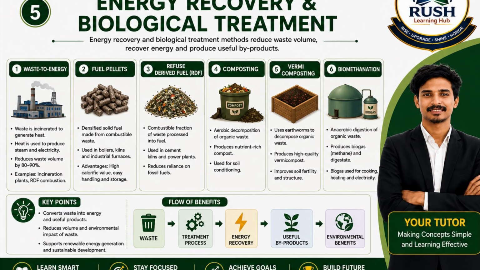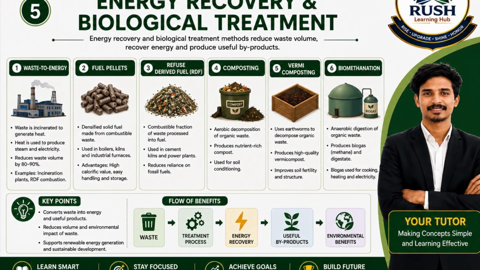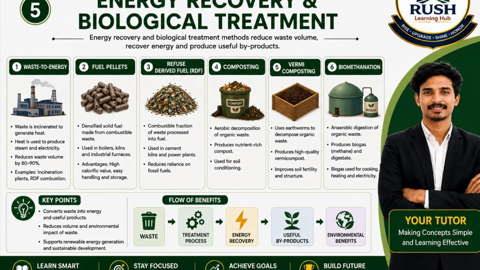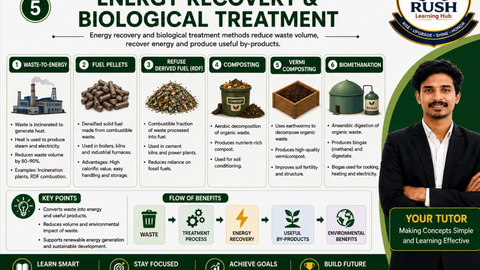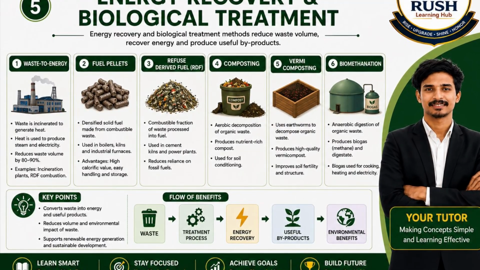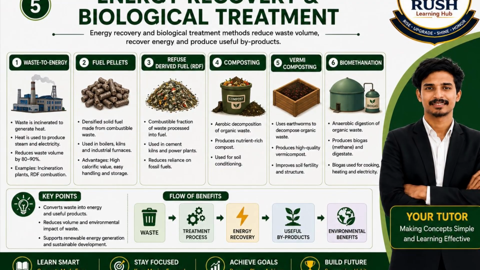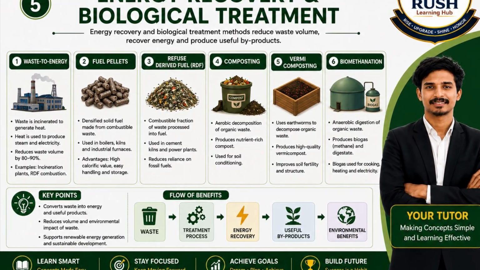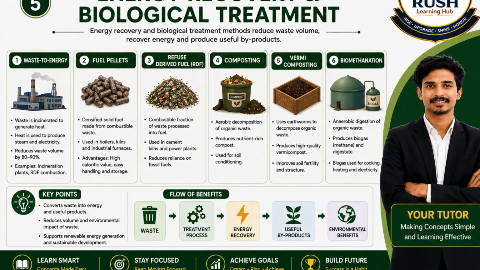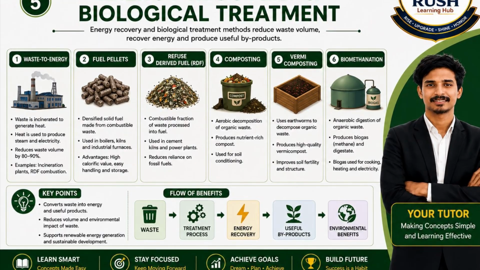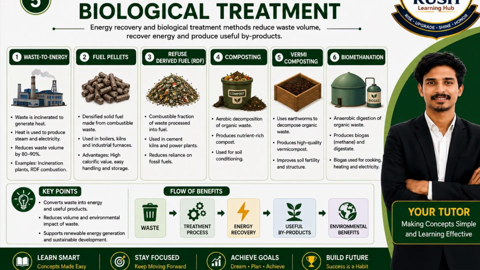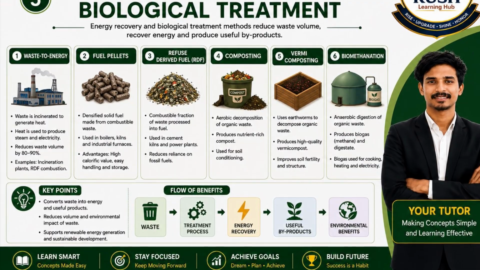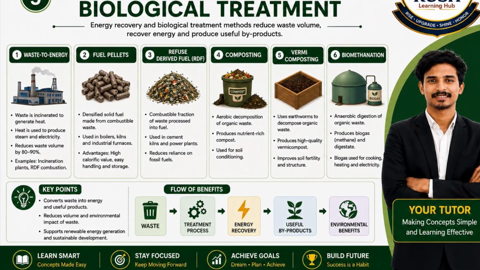Organic wastes such as vegetable peels, fruit waste, food waste, leaves, crop residues, and garden waste are converted into compost. Compost is a nutrient-rich organic manure that improves soil fertility, enhances water holding capacity, and increases microbial activity in soil. Composting also reduces the amount of waste sent to landfills and lowers greenhouse gas emissions.